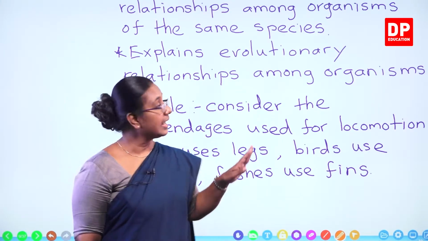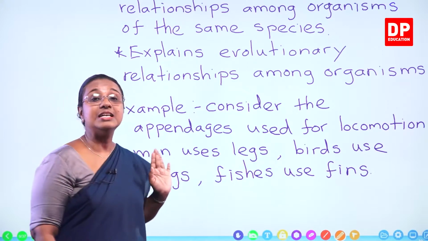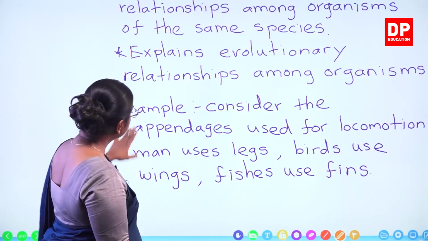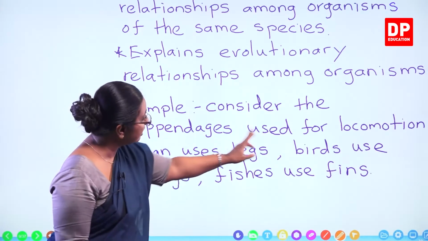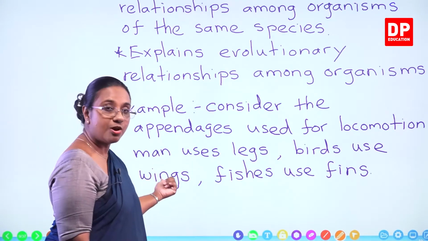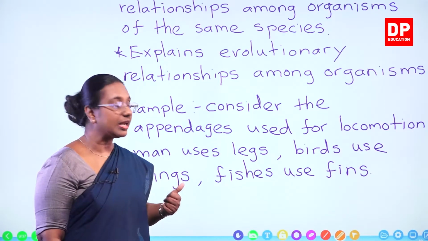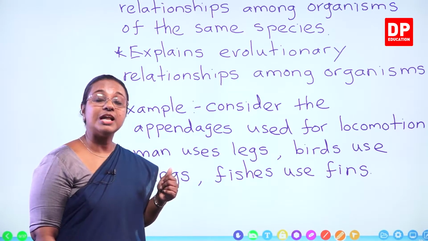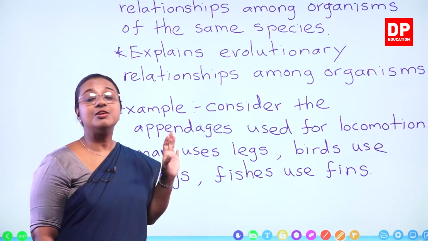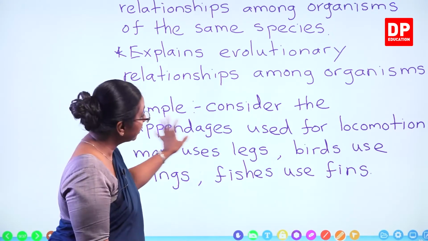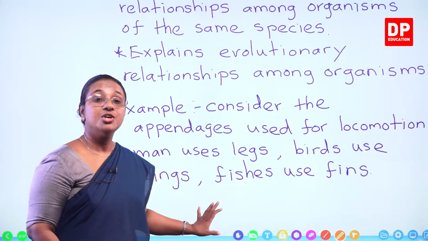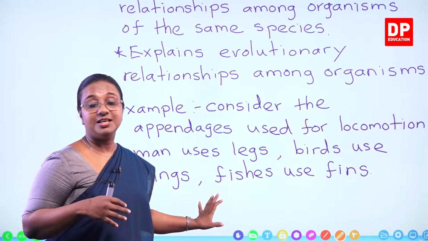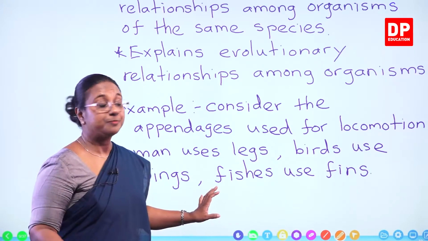So all these can be explained in a natural classification. In this, you all can see these three are different groups. Man belongs to one group, birds belong to another group, fishes belong to another group. But there is an evolutionary relationship. We all come under vertebrates. So again, some similarities there based on evolution.